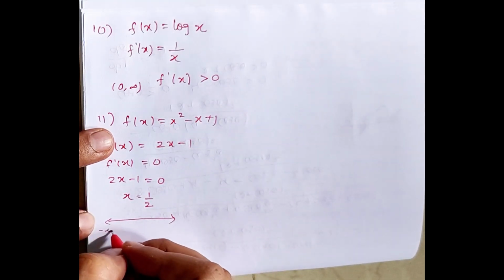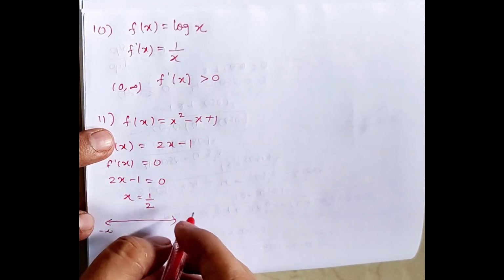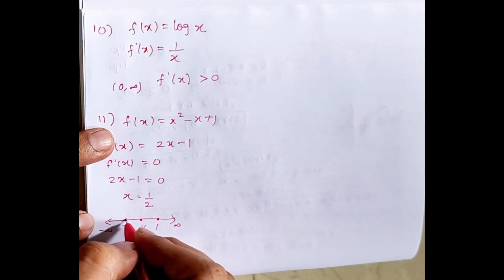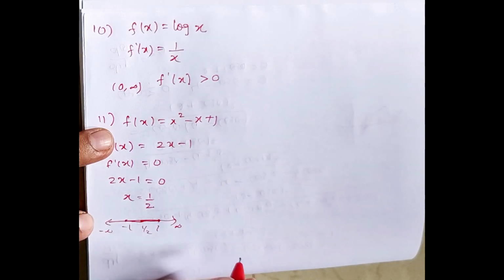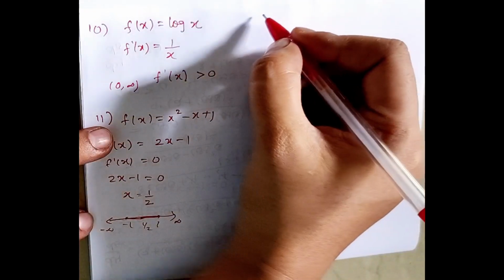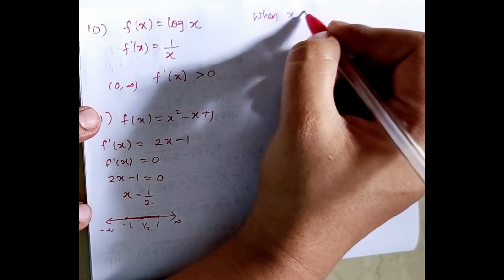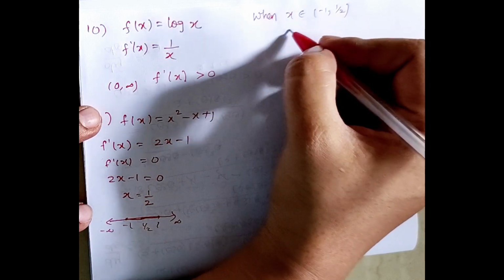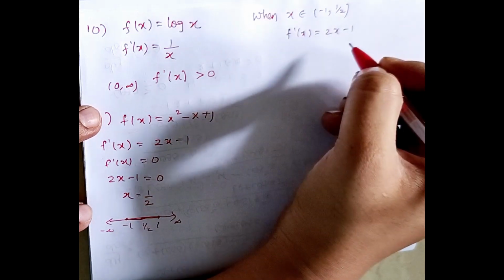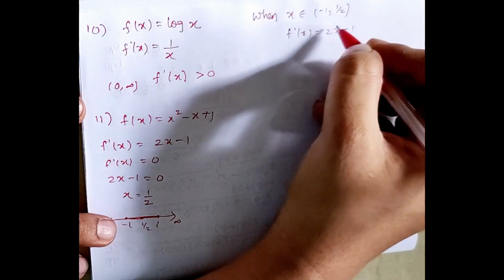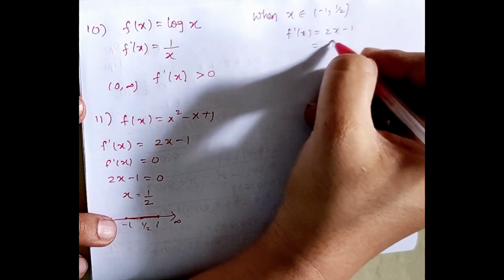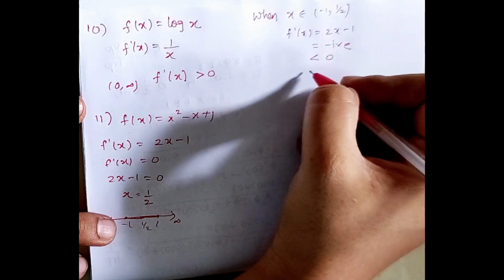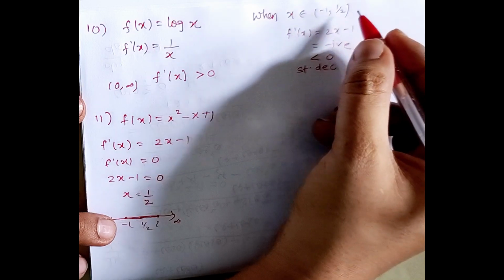So the interval is minus infinity, infinity, and they have given the interval minus 1, 1, isn't it? Within that we get this 1 by 2. So we get minus 1, 1 by 2 and 1 by 2, 1. These are the two intervals. Okay. So when x belongs to the interval minus 1, 1 by 2, the value of f dash of x is 2x minus 1. The values are negative. And here, if you check, this will be negative minus negative. We get the negative sign. That is, f dash of x is less than 0. So the function is strictly decreasing on this interval minus 1, 1 by 2.